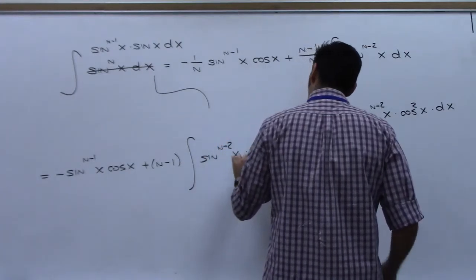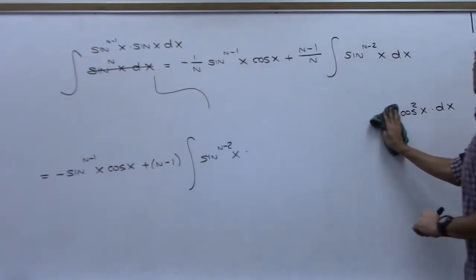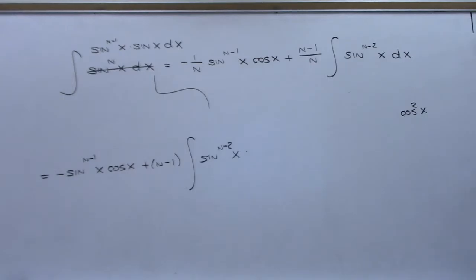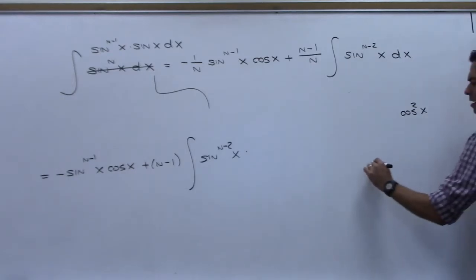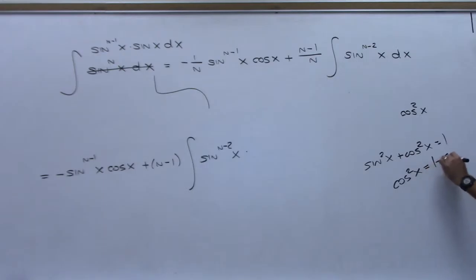Hey, what's another way you can rewrite cosine squared x back from pre-cal? Actually, a more complicated way. What was the Pythagorean identity? Sine squared x plus cosine squared x equals 1. So if I solve for cosine, I can rewrite the cosine squared x as 1 minus sine squared x, right?